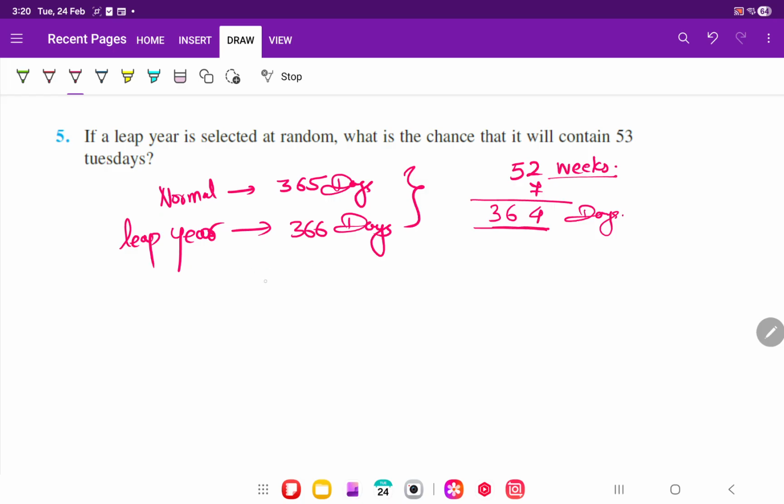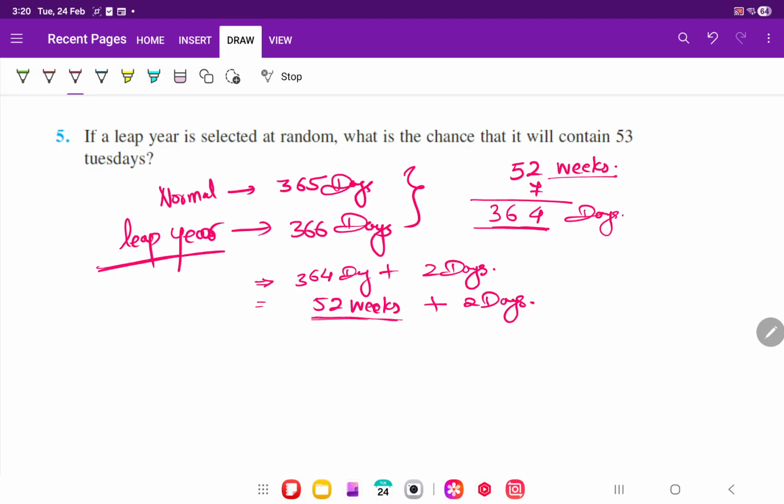In leap year, what is happening? In leap year, we have 364 days plus 2 days extra, correct? 364 days is actually 52 weeks. Complete weeks are there and 2 days are extra. So in 52 weeks, there will surely be 52 Tuesdays. For the 53rd, they are saying there are 53 Tuesdays, so we need one more Tuesday, maybe out of these 2 days. 52 are already there. These 2 days, how many combinations are possible?